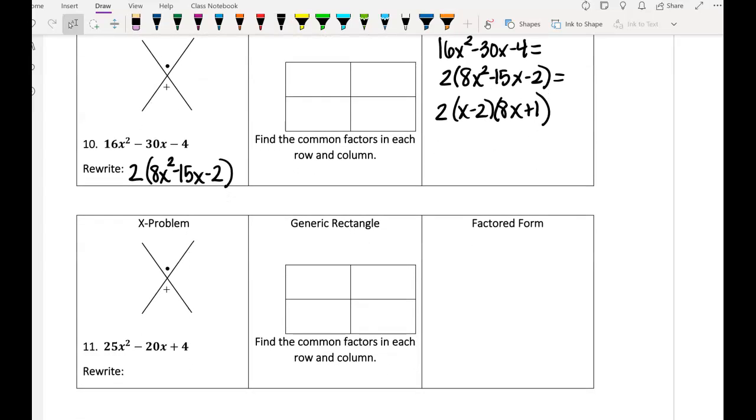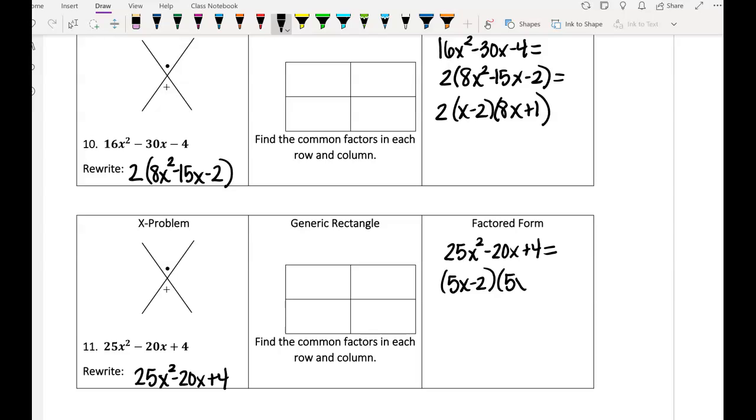Number 11, 25x squared minus 20x plus 4. Unfortunately, there is no GCF for that, so our rewrite would just be the problem. So 25x squared minus 20x plus 4. One of your parentheses should be 5x minus 2. The other parentheses should be 5x minus 2. So you could actually rewrite this one if you wanted to as 5x minus 2 quantity squared.